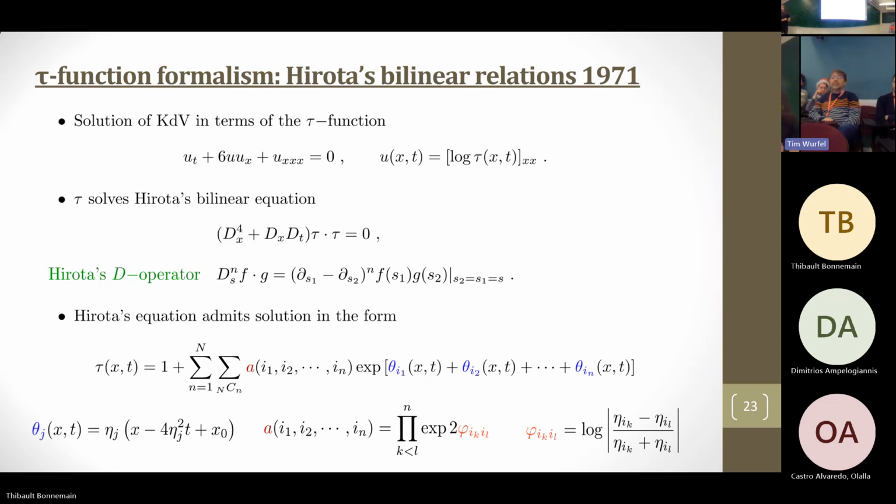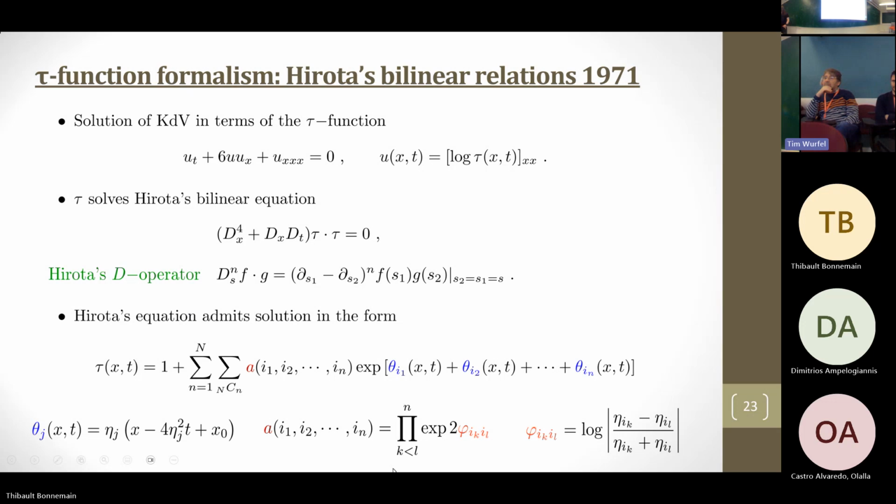On a side note, I don't really recommend this paper by Hirota, because it's less than 2 pages long and it's barely explained. But he wrote a book 30 years later, which is much better. So if you want to read something, read the book. In his original paper, he proposed this form of solution, where this symbol means you're summing over all combinations of small n elements taken from big N. And it involves the thetas, which are the phases of your solutions.